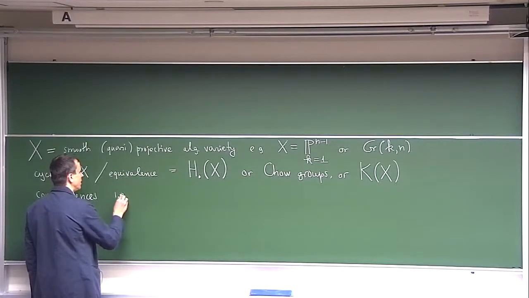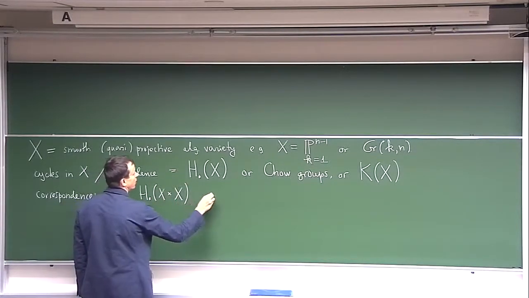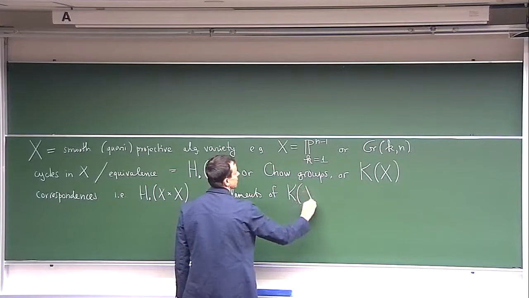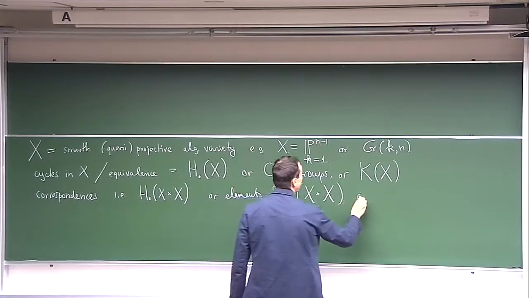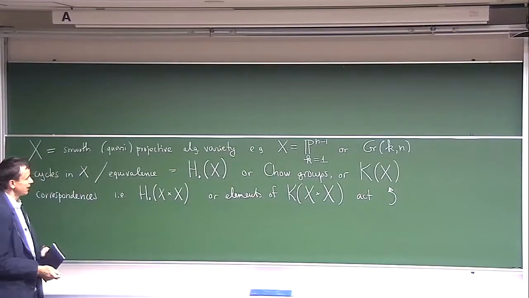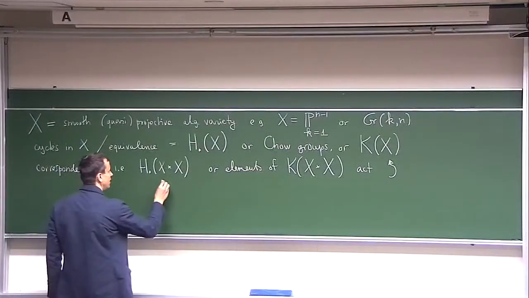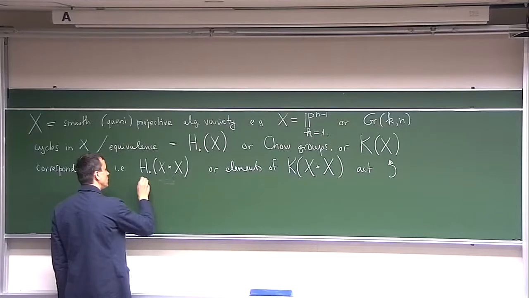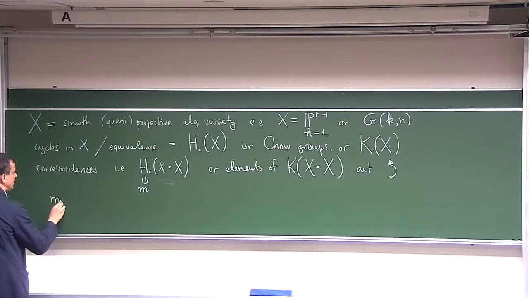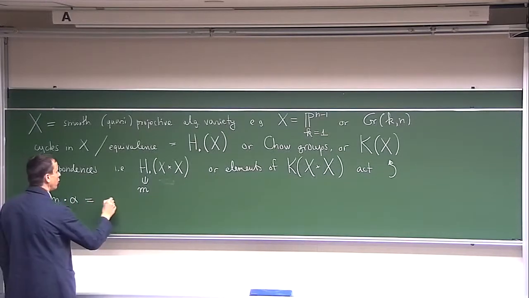So you can take homology classes or cohomology classes on the product with itself, or elements of K theory, and they act on X. How does a cycle on the product act here? If I have a cycle in the product, which I'll denote M, like a matrix, and I'd like to apply this matrix to some element alpha, what do I do? I pull back.